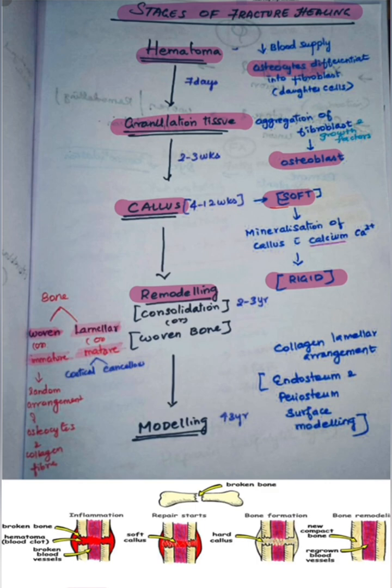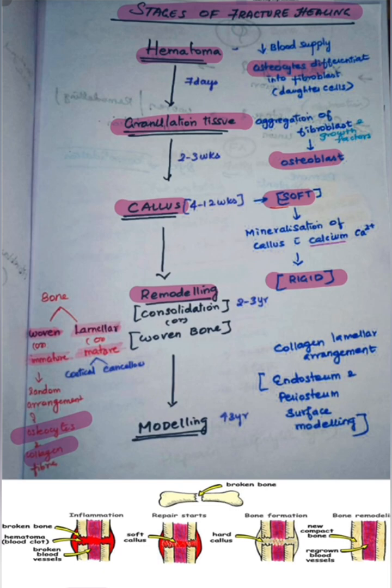It will try to connect the fracture site ends with an immature bone, and we also call it woven bone, because the arrangement of those osteocytes and collagen fibers at the fracture site will be random, not a lamellar arrangement. Only in mature bone will we see a lamellar arrangement. To achieve that, it will take some more years.